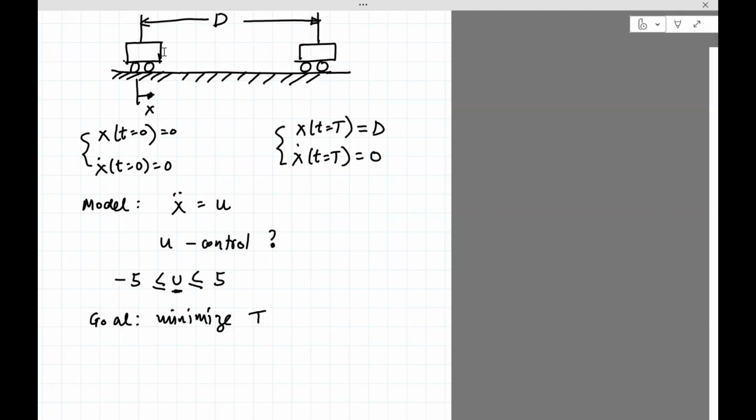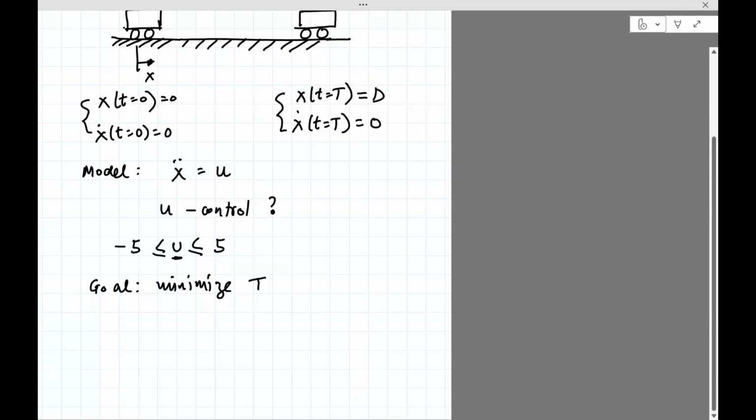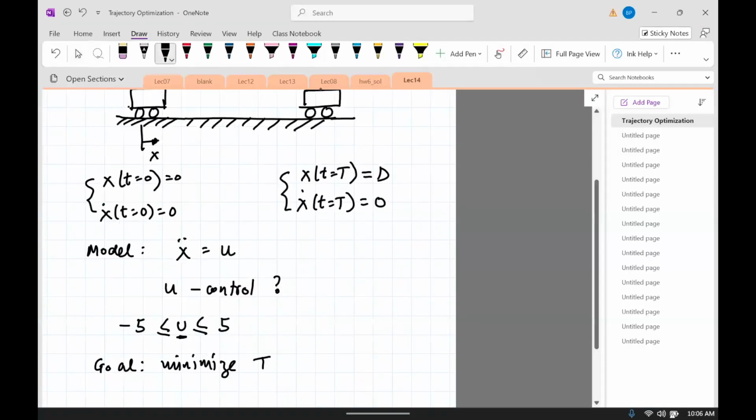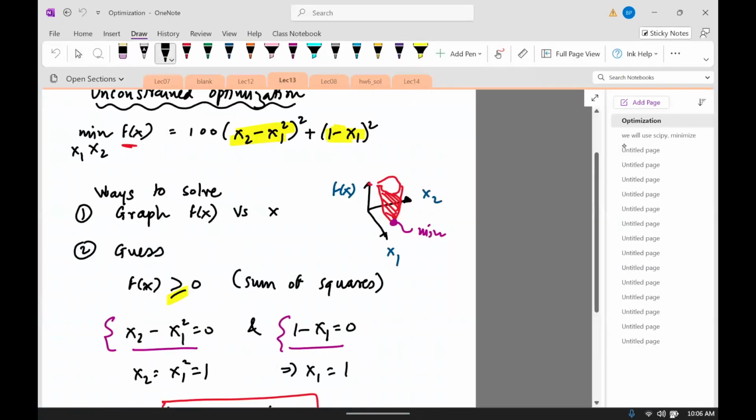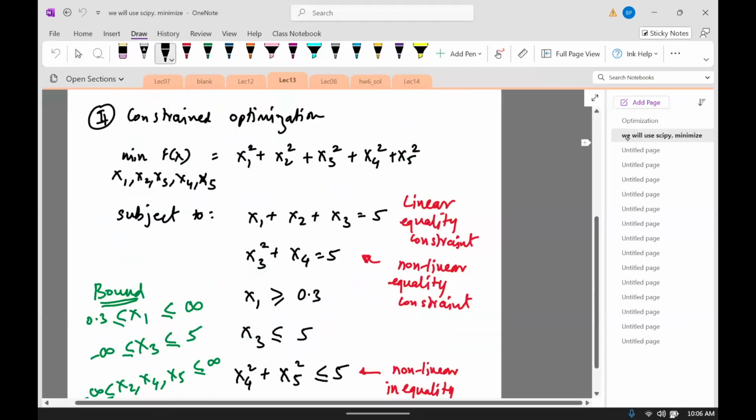Now, to make this problem tractable with numerical optimization, what you need to do is convert this to what they call a parameter optimization problem. But before we do that, it's always a good idea to take this problem and write it down as an optimization problem. So if you go back to optimization, you'll see that we always, not for this one, but let's see the constrained optimization.